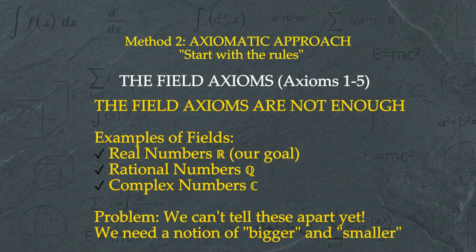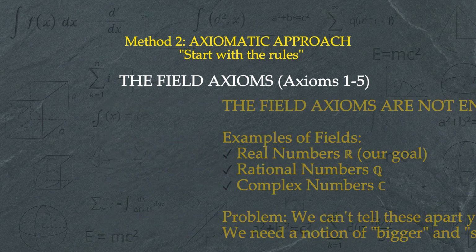If we stopped at the field axioms, we'd have a problem. The complex numbers also satisfy all 5 field axioms. So do the rational numbers. We need something more to capture what makes the reals special. We need a notion of size and direction. We need order. This brings us to section 1.3, the order axioms.